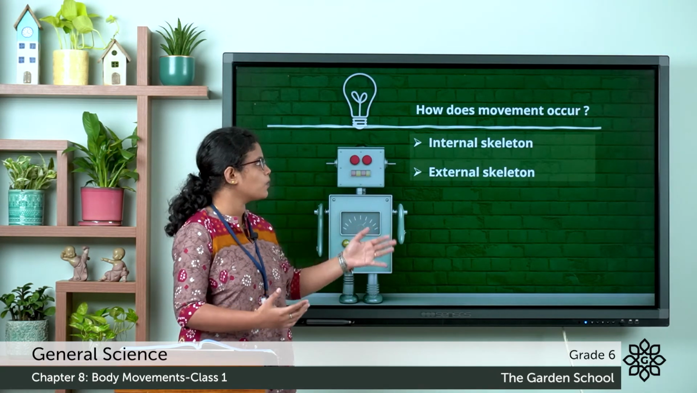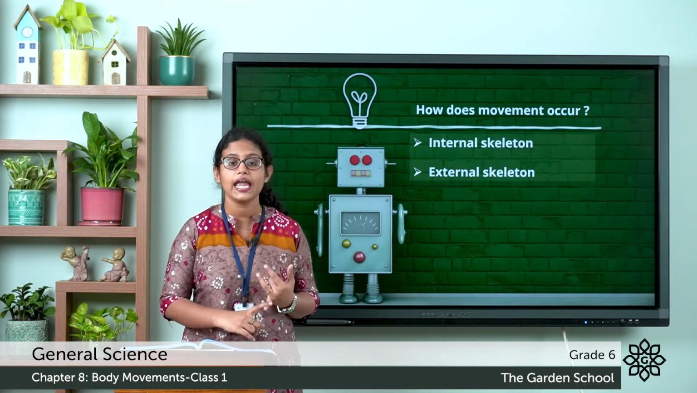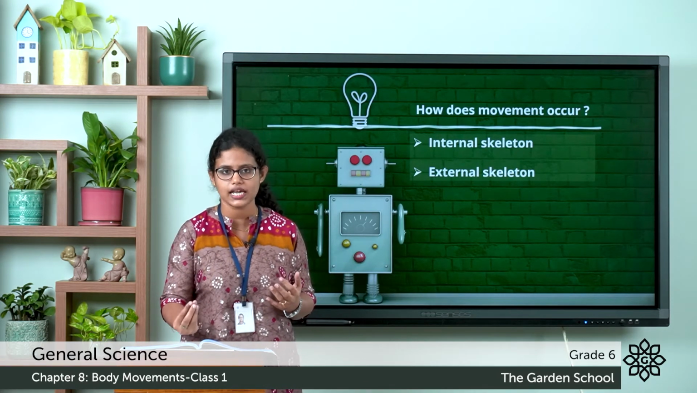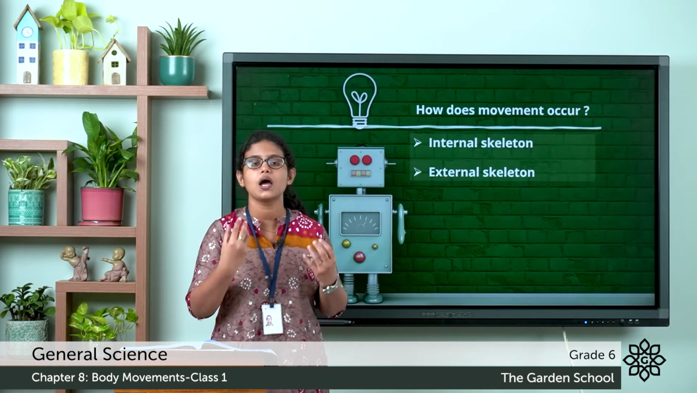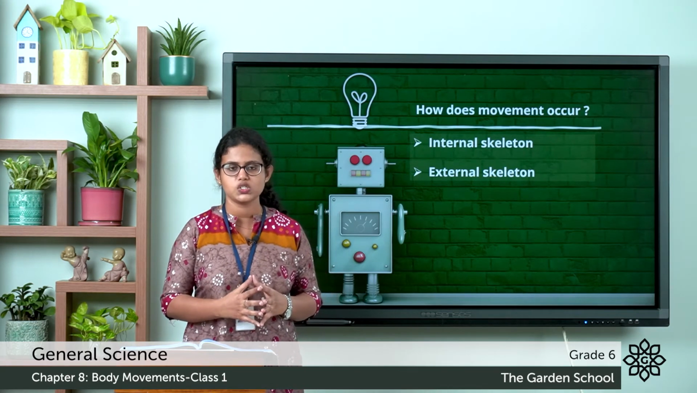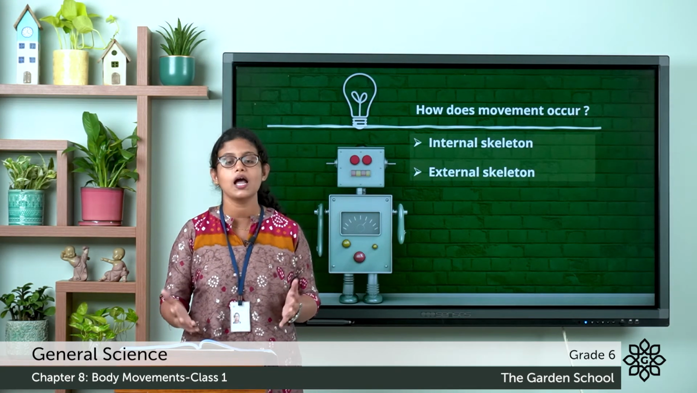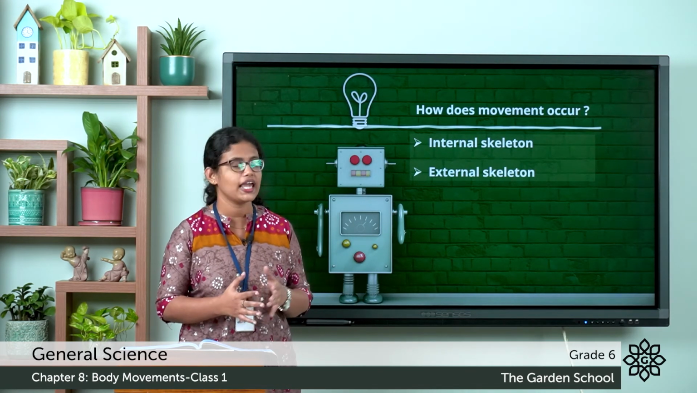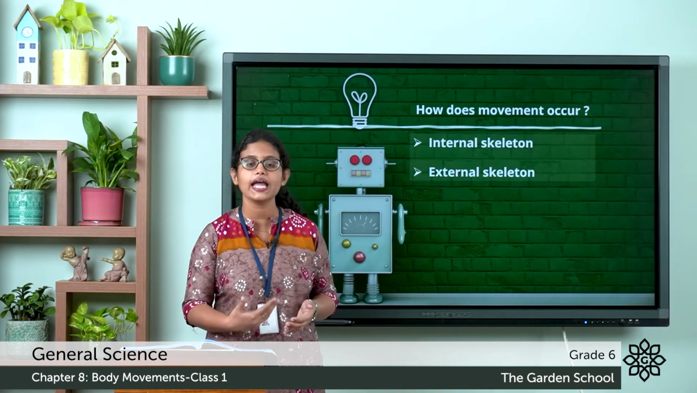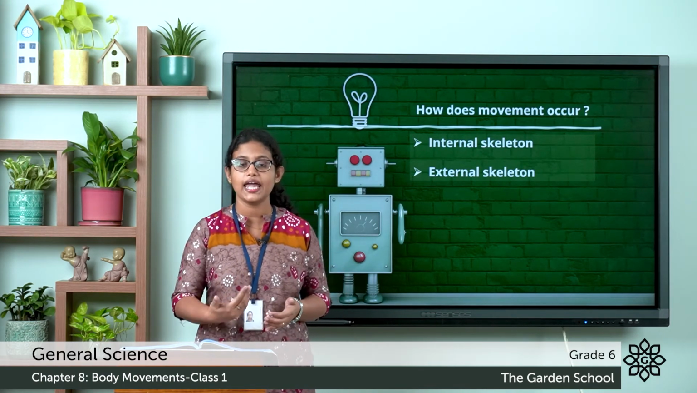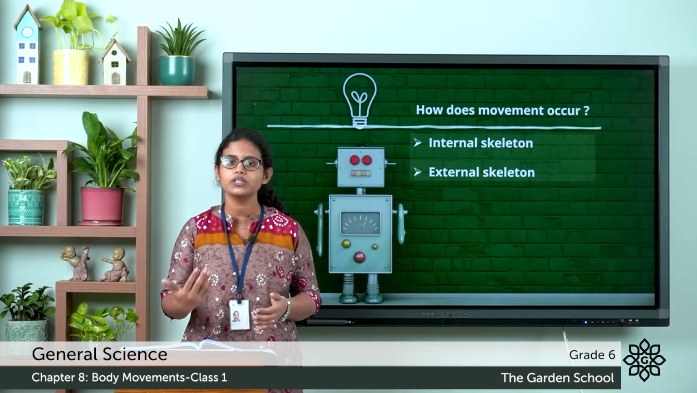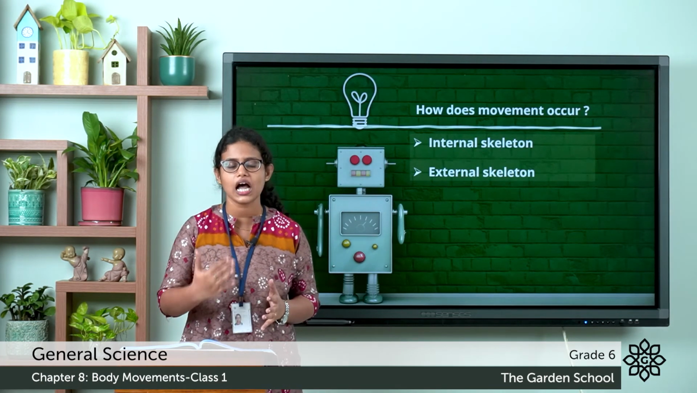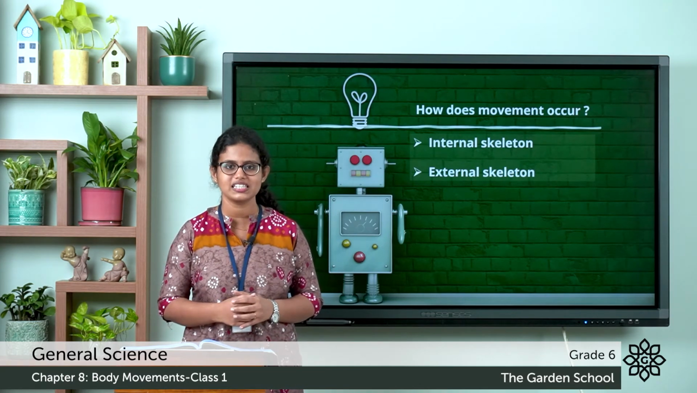So how does movement occur? The first is the internal skeleton. Human beings and vertebrates have an internal skeleton, which means the skeleton which is present inside the body. The bones are attached to muscles. Bones and muscles together help in movement. Then there are animals that have an external skeleton. Then there are animals that have a liquid skeleton that enables them to move. So this is how movement occurs.